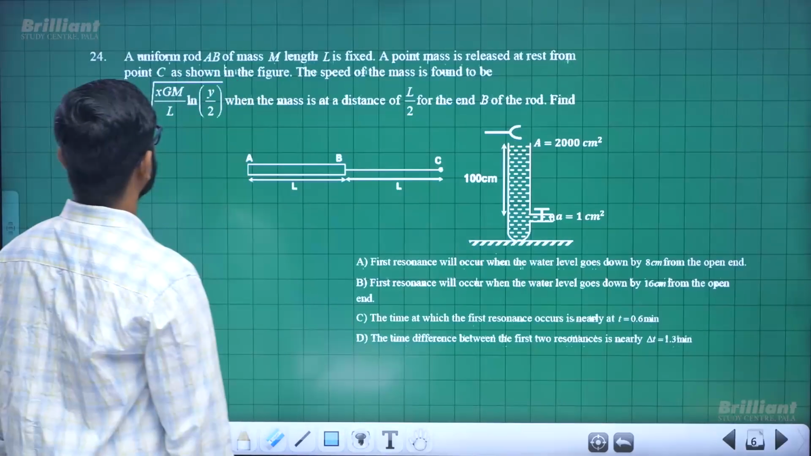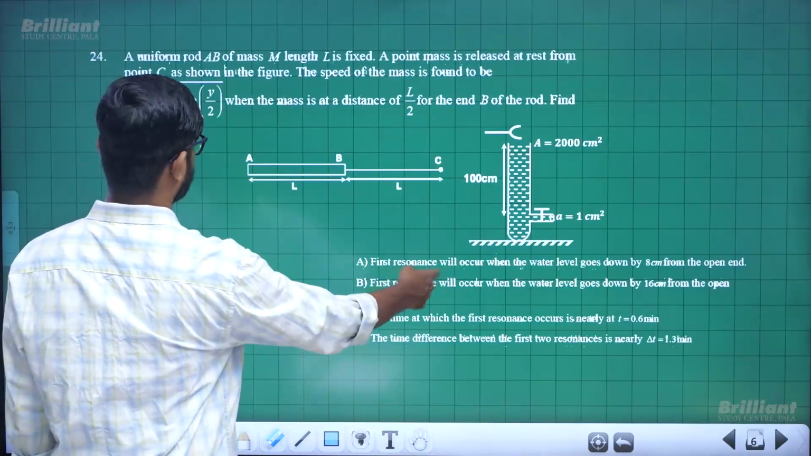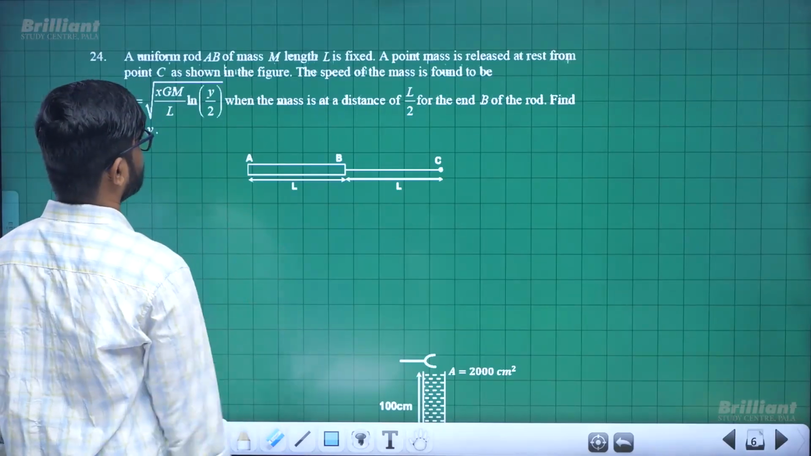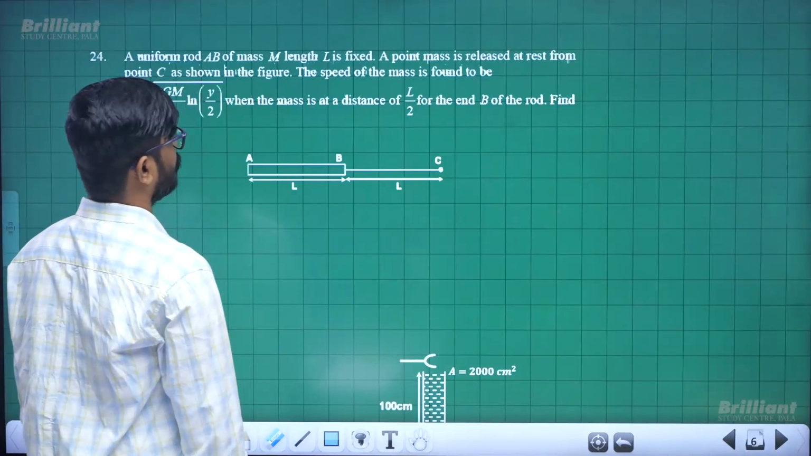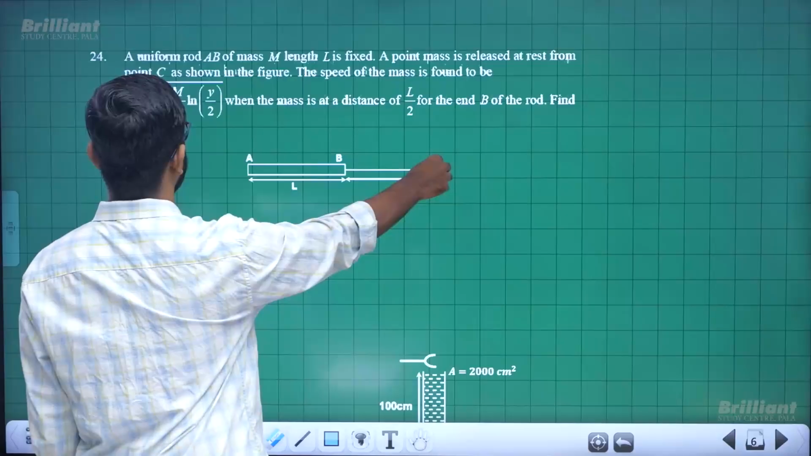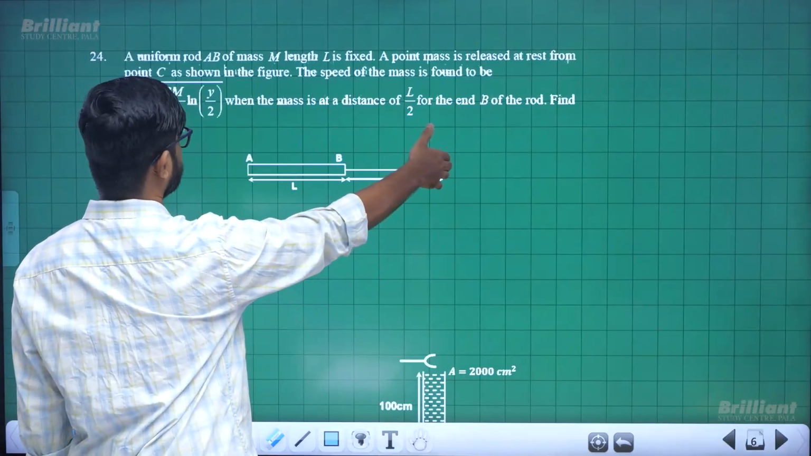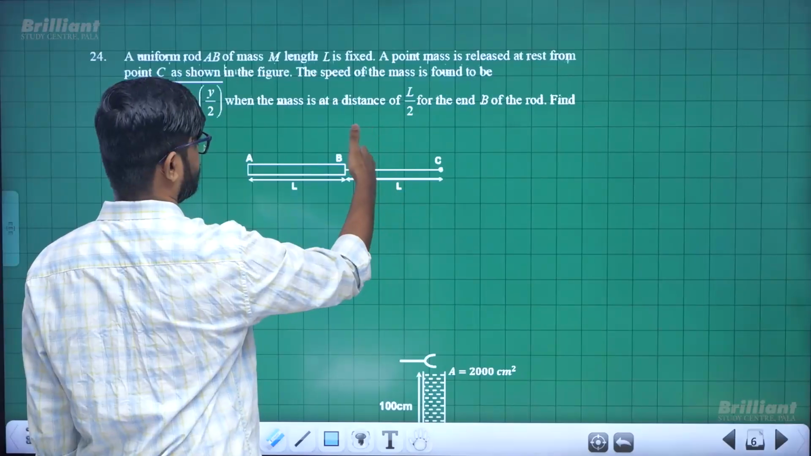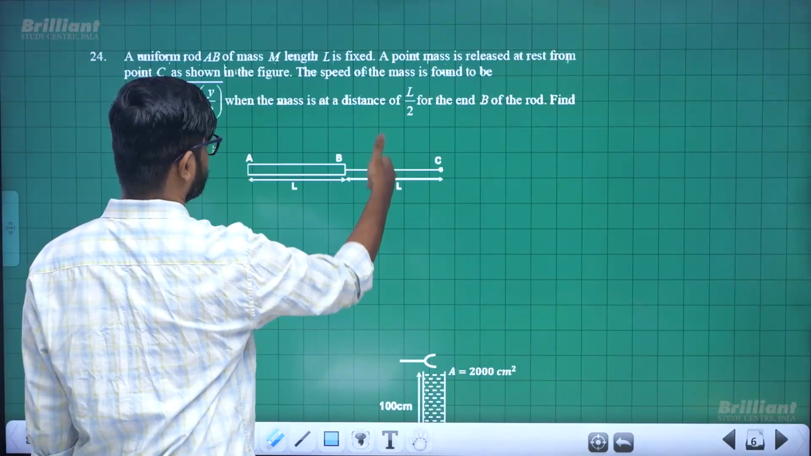A uniform rod AB of mass m and length L is fixed. A point mass is released at rest from point C, as shown in the figure. The speed of the mass is found to be something when it is at a distance L by 2. Because of the attraction, it will be increasing its speed. You need to calculate what its speed is when it is here.